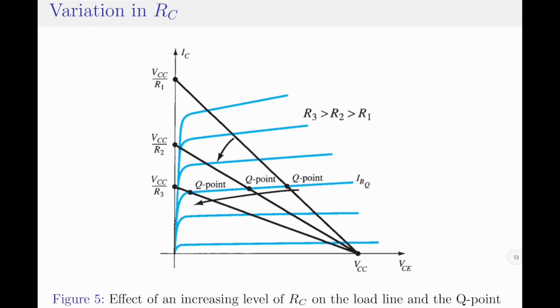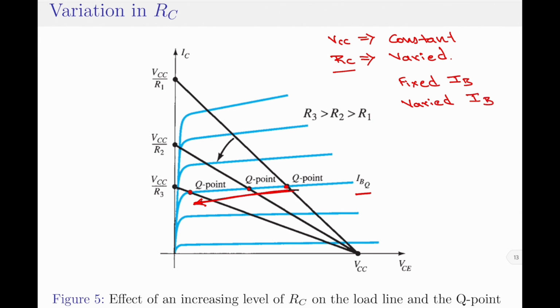Let us now consider the second scenario where the supply voltage VCC is held constant and the resistance at the collector RC is varied. For this condition, we have two different scenarios to analyze. The first one is when the value of input current is fixed and the second case is when the value of input current is varied. Since the value of VCC is held constant, if I change the value of RC for a fixed value of the input current IB, then the Q point will move towards the left as shown by this arrow here. On the other hand, if I consider the same scenario for a variable value of IB, then the Q point will move in this fashion, that is, it is shifted down.